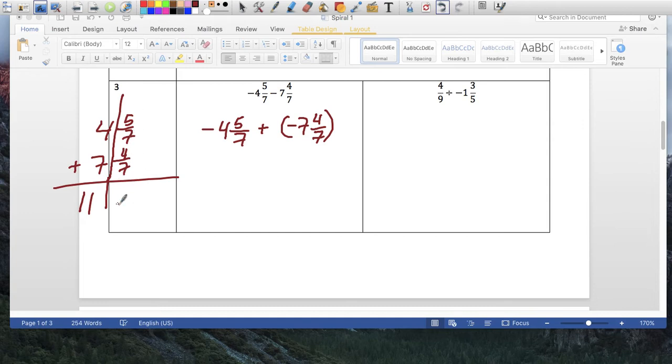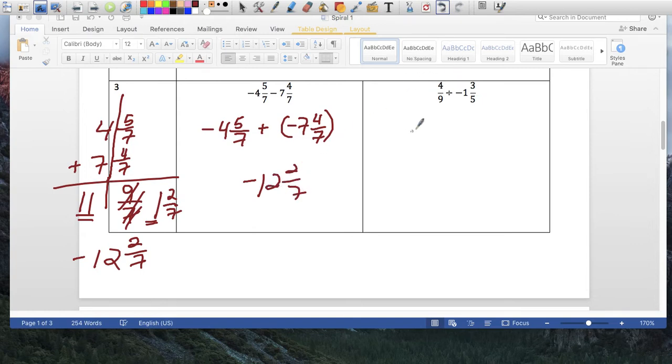They have the same denominator, so it's going to be something over 7. The numerator is 4 plus 5, which is 9. This is an improper fraction. I can change this to 1 and 2/7. Now I can't have two whole numbers, right? So I'm going to add my whole number 11 and my whole number 1 and combine that to make it 12 and 2/7, but this has to be negative. So negative 12 and 2/7.